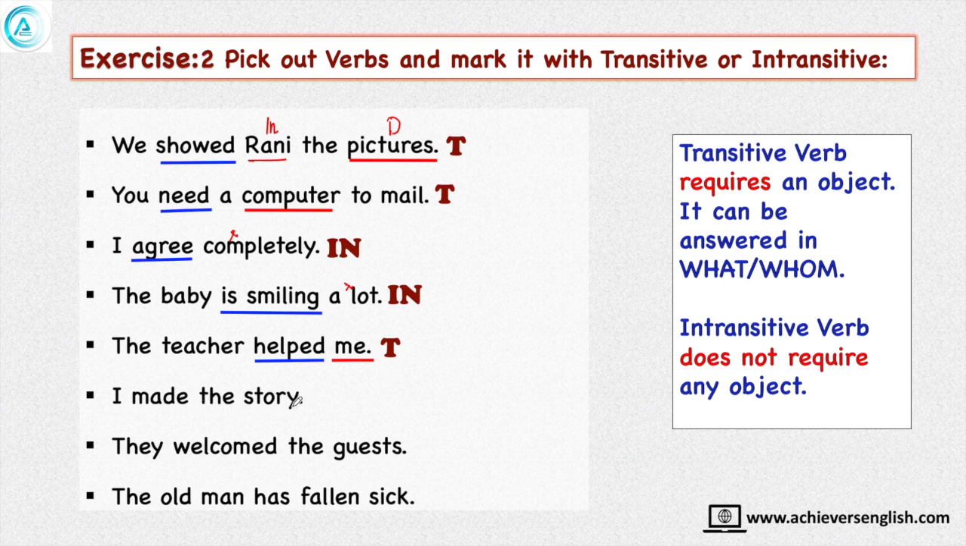I made a story. A very easy sentence and clearly it is showing that made is a verb and story is an object. Therefore, transitive verb. They welcomed whom? They welcomed the guests. Transitive verb. The old man has fallen sick. Has fallen is a verb. Sick is not an object. It is rather adjective, intransitive.